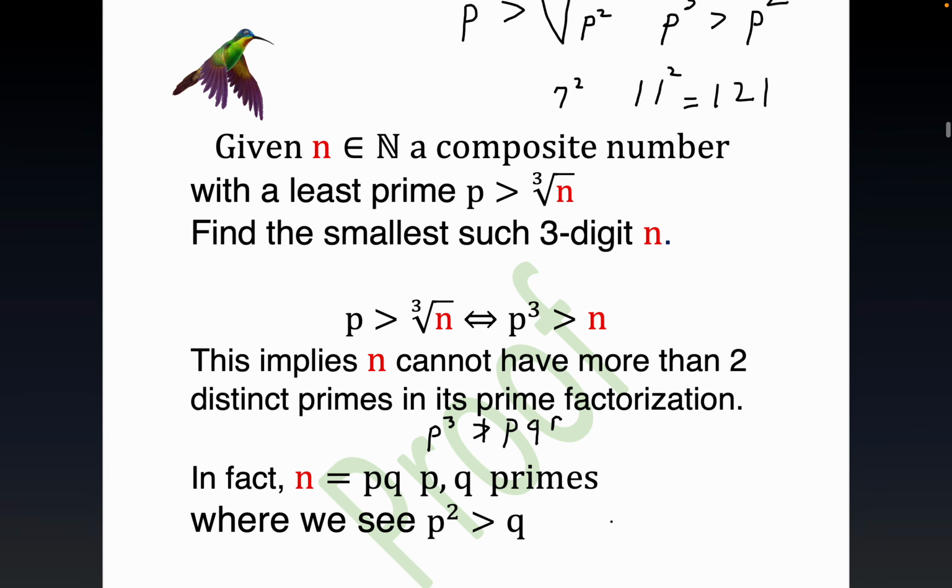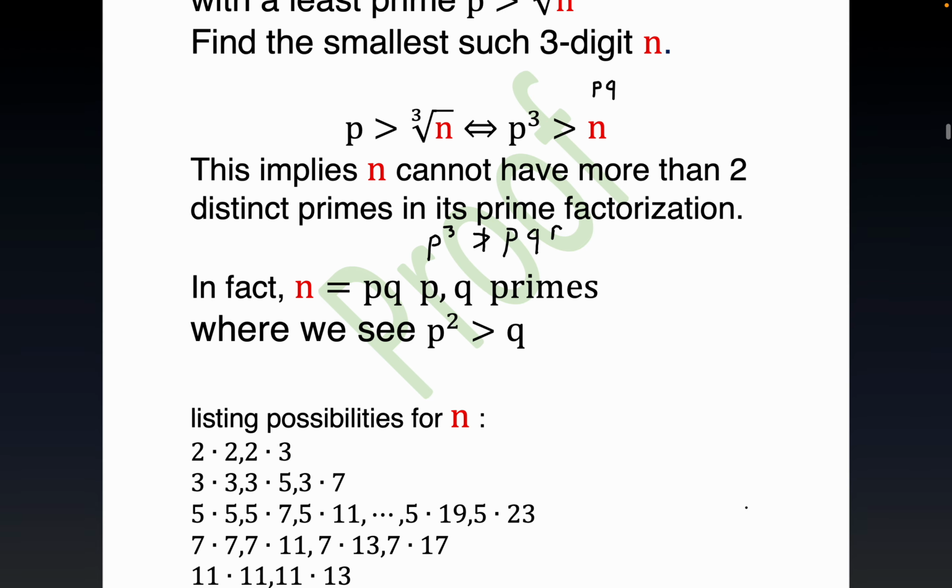So anyway, from this point on, we can create a list. Notice that this statement follows immediately from this statement. If you just take n to be pq, and you can treat inequalities more or less like equalities as long as everything's positive, this statement implies this statement. So we need to have n such that p squared is greater than q. All right, so that's what we'll do. We'll compile a list.